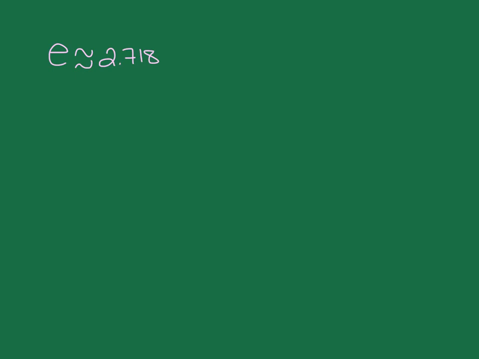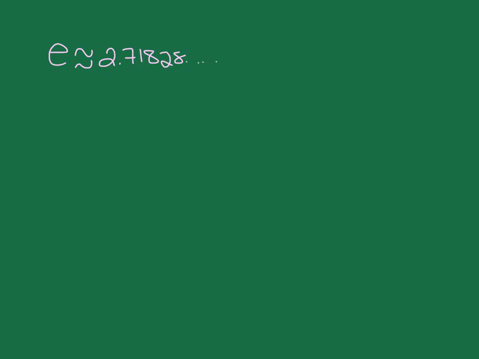So we have a really important irrational number that's called e. It's actually named after the mathematician Euler. That's why they use the letter e. It's equal to approximately 2.71828. It's a number that just keeps going on forever and ever.